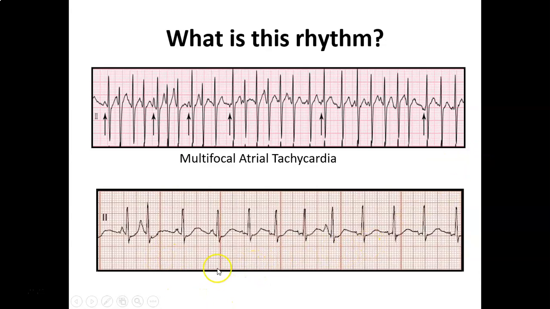Look at the bottom. Rate looks normal, less than 100. It's irregular. P waves are seen, but with different shapes. QRS duration is narrow and PR interval is variable. So here there are 3 different shapes of P waves, but heart rate is less than 100 and the complexes are narrow. So this is wandering atrial pacemaker.